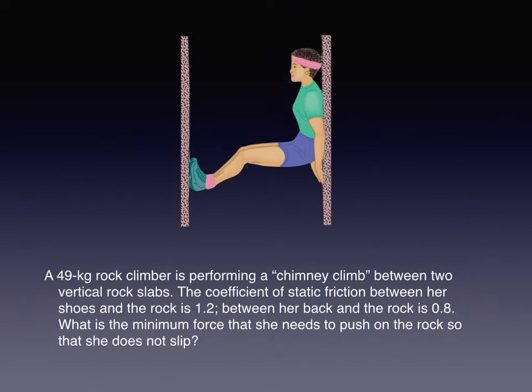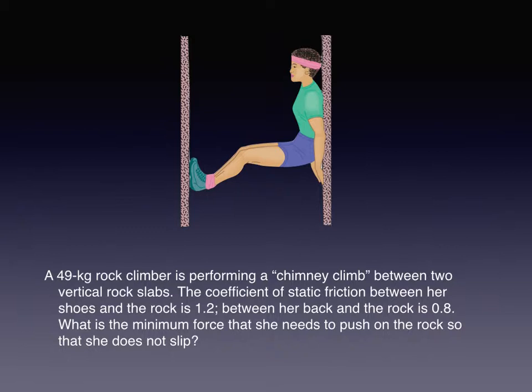We've got a 49 kilogram rock climber, and she's performing a chimney climb. I guess that's the technical name for it, between two vertical rock slabs. So I guess this is where you see somebody climb up between two walls or shimmy up. That's what she's doing. The coefficient of static friction between her shoes and the rock is 1.2. Between her back and the rock is 0.8.